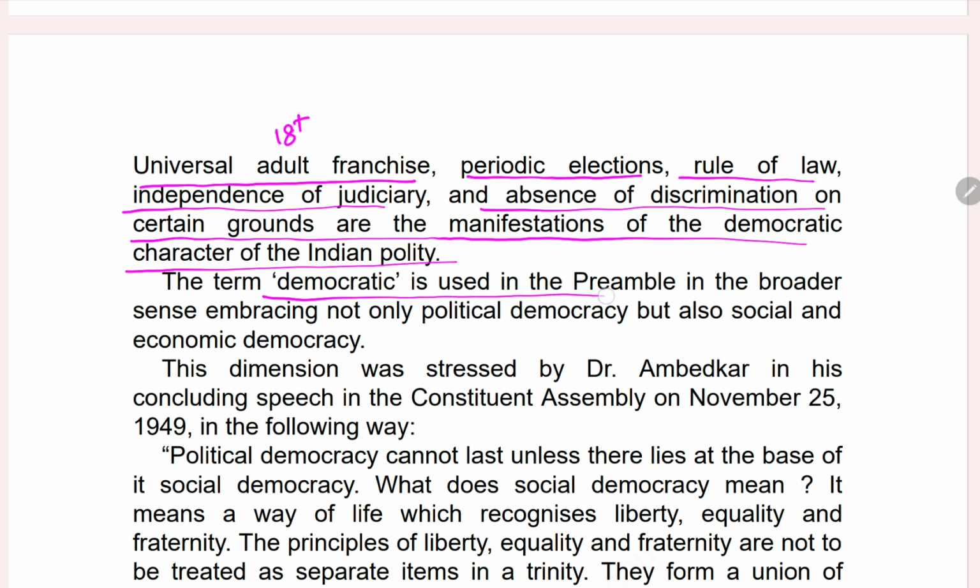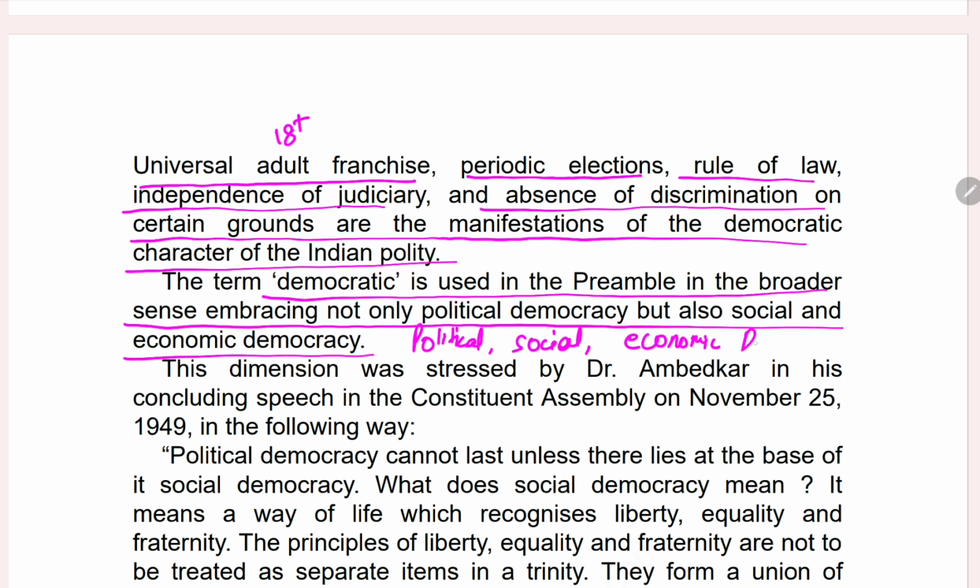The term democratic is used in the preamble in the broader sense, embracing not only political democracy but also social and economic democracy. So whenever we talk about the word democracy in the preamble, there are three types of democracy: one is political, the second is social, and the third is economic democracy. This dimension was stressed by Dr. Ambedkar in his concluding speech in the Constituent Assembly on 25th November 1949. We will see what he said.